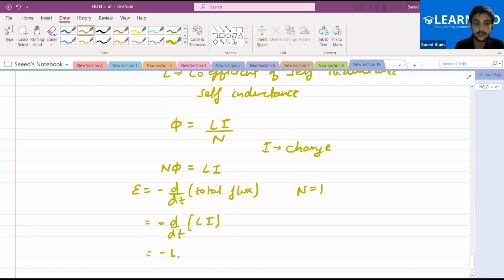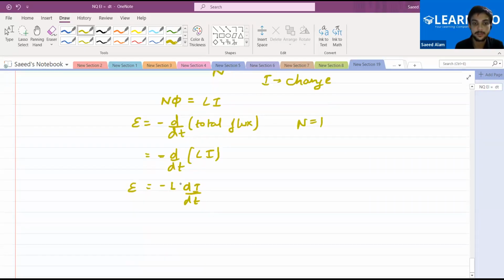So what will I get? Minus L times di by dt. Will I get the EMF like this? Yes or no? Yes, sir. And this is the expression across the inductor for the potential difference. If the current passing through it is a function of time, the EMF induced across it will be minus L times di by dt.